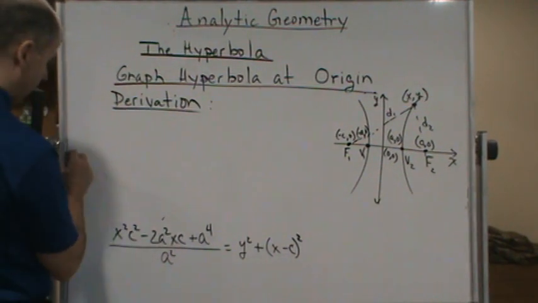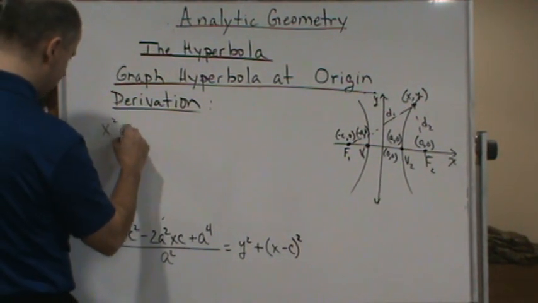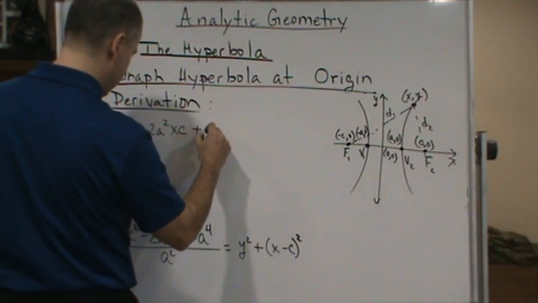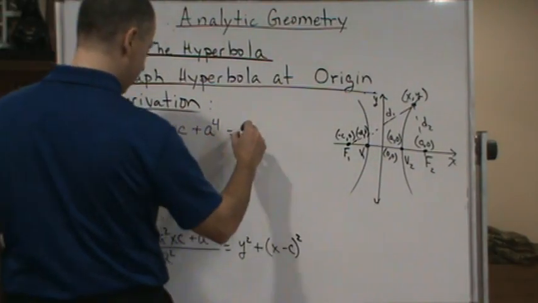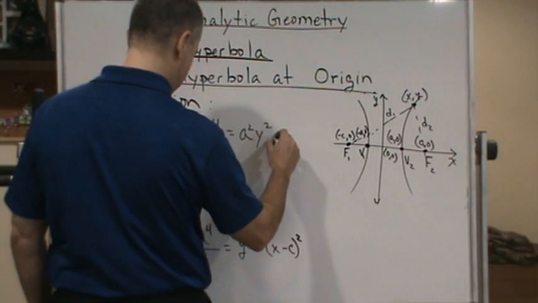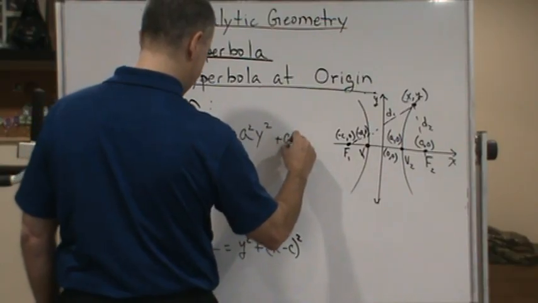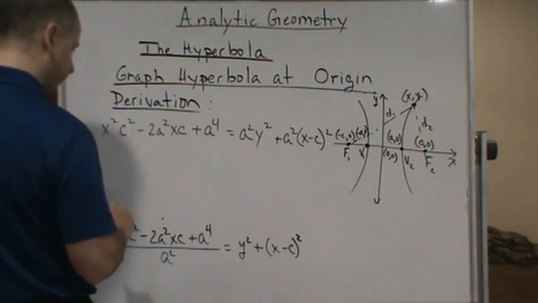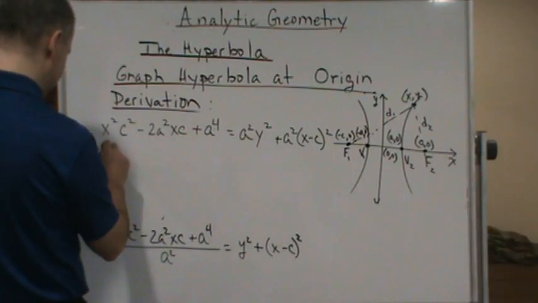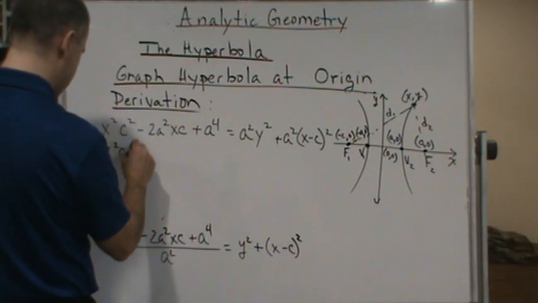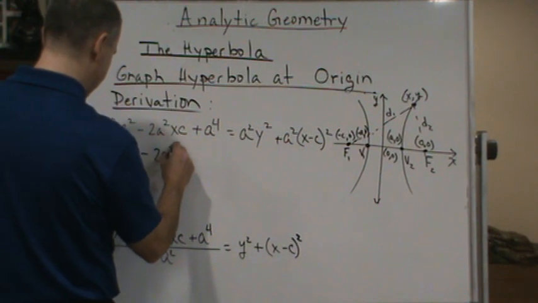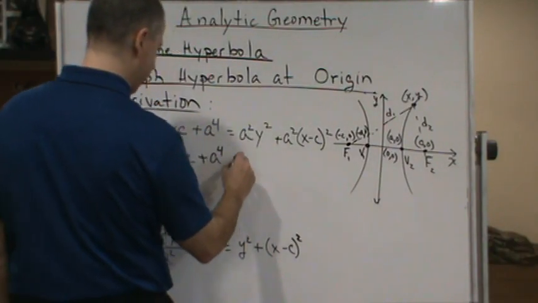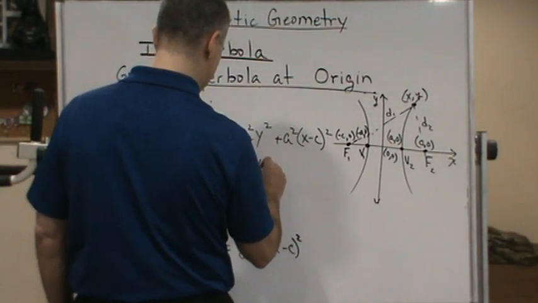Okay, so let's do this. So then I have x squared c squared minus 2a squared xc plus a to the 4th equals, now I'm going to get a squared y squared plus a squared times (x minus c) quantity squared. Okay, so now I'm going to expand this out again. So x squared c squared minus 2a squared xc plus a to the fourth equals a squared y squared.